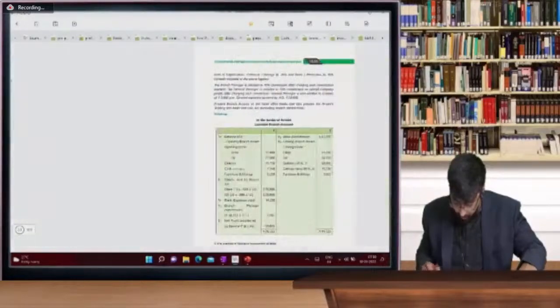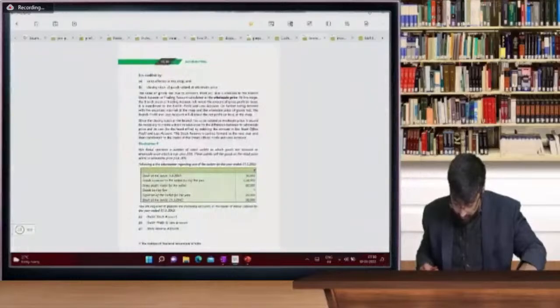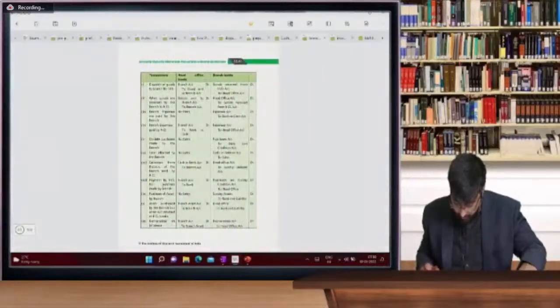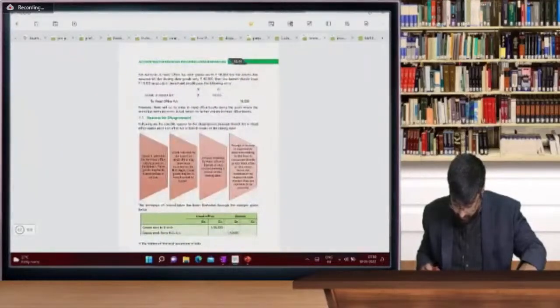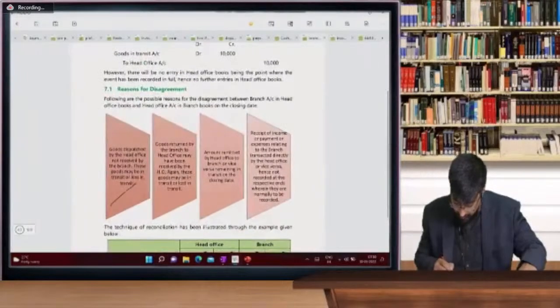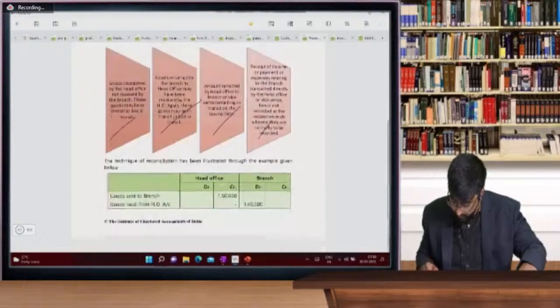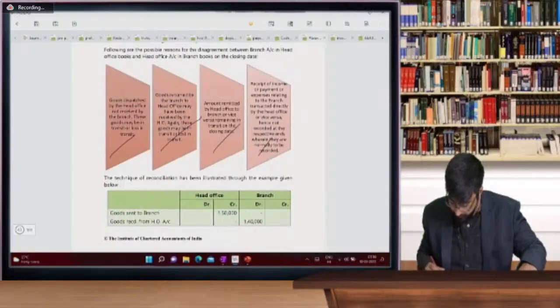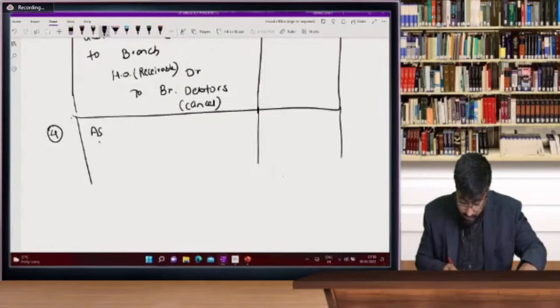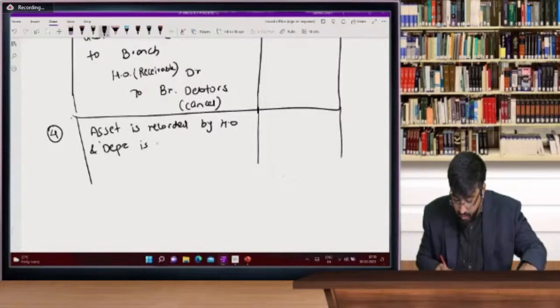Yes, fourth one. Wait for some 1 minute. Goods dispatch, goods return, amount remitted. Asset is recorded by HO and depreciation is not yet recorded by branch.